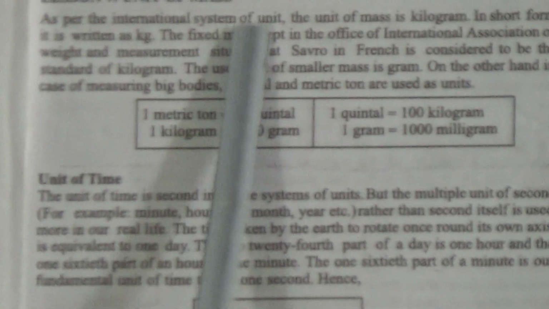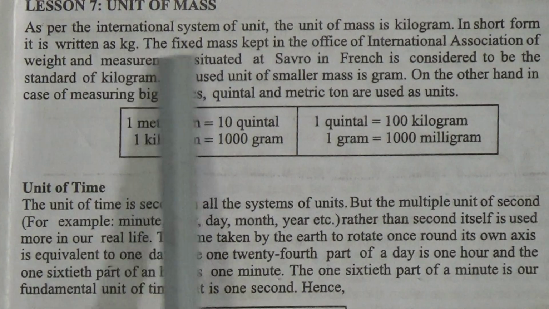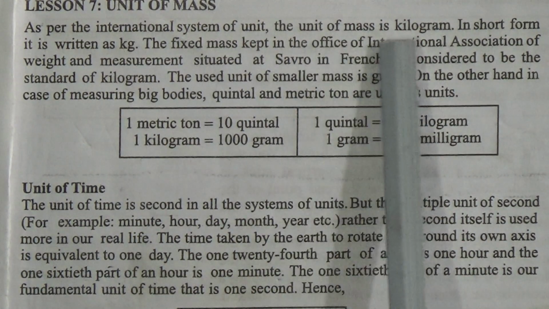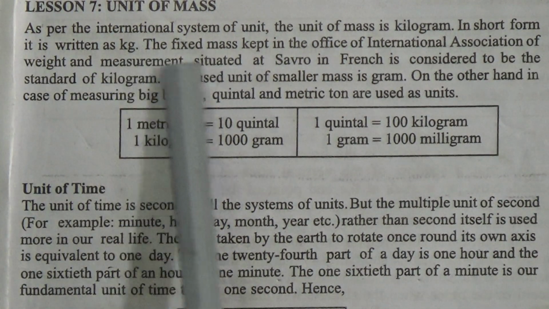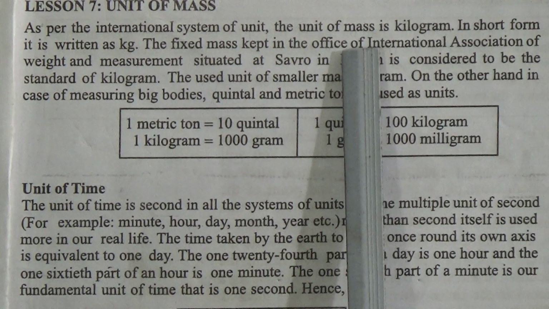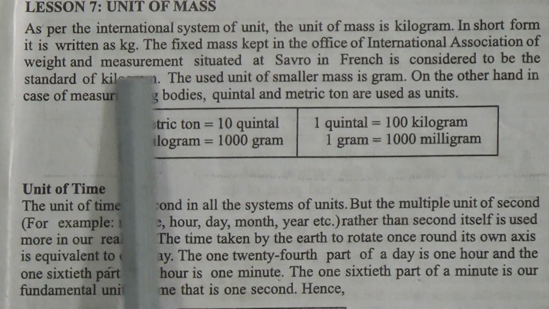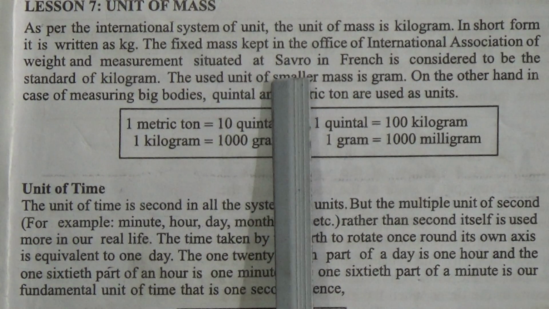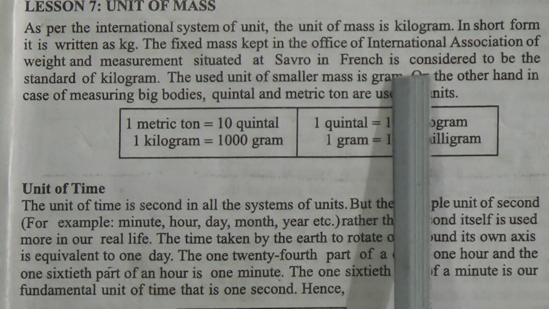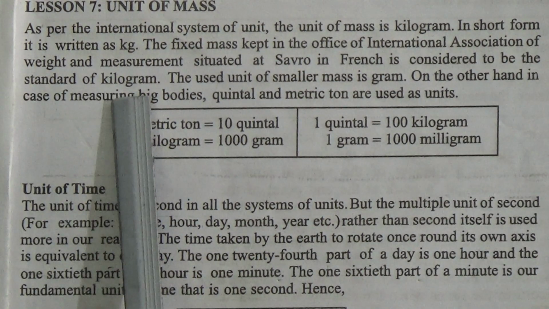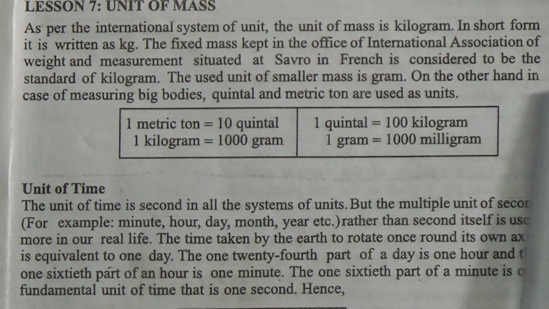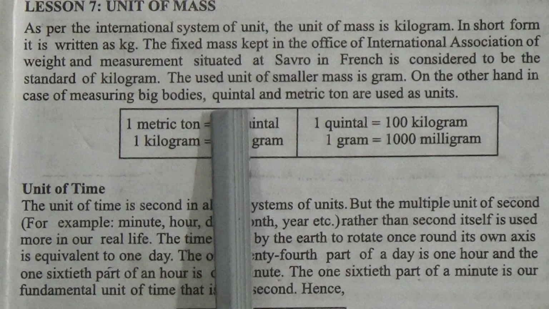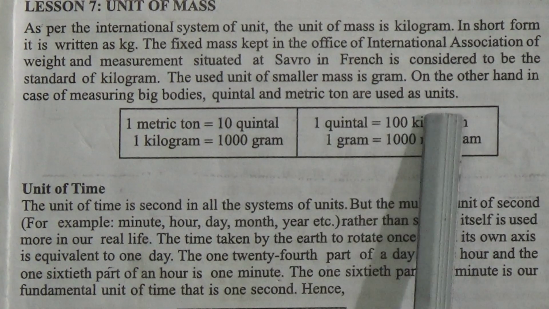Now come to this page. This is page 7, and lesson 7, unit of mass. As per the International System of Unit, the unit of mass is kilogram. In short form, it is written as kg. The fixed mass kept in the office of the International Association of Weight and Measurement, situated at Sevres in France, is considered to be the standard of kilogram. The unit of smaller mass is gram. On the other hand, in case of measuring big bodies, quintal and metric ton are used as units.